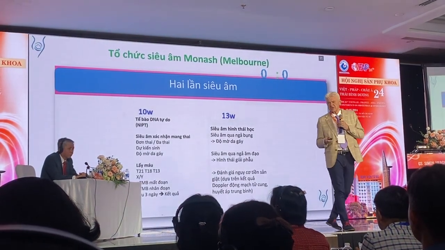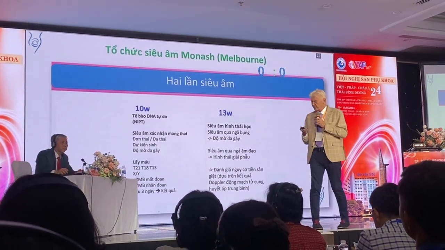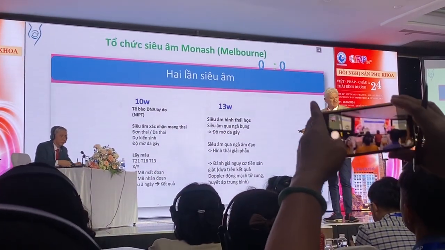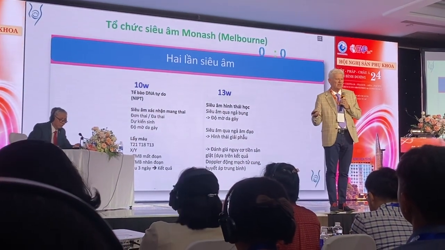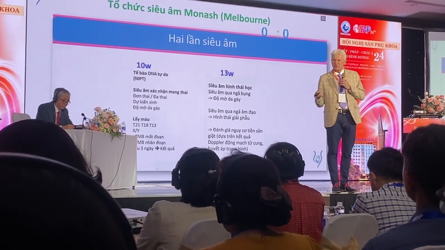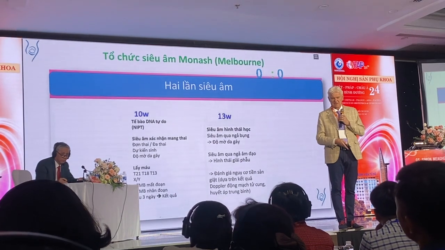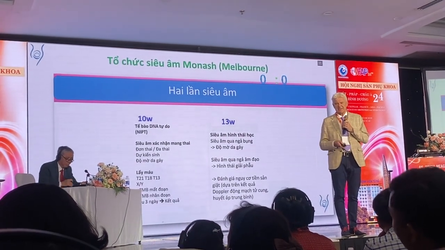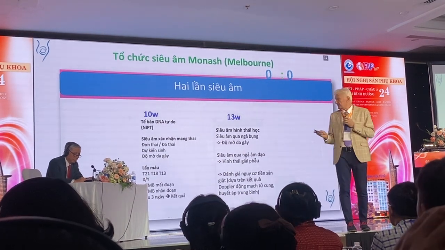What we do in Australia is a little bit different. We offer cell-free DNA at 10 weeks. You know why? Because patients say, I don't want a diagnosis of Down syndrome at 13 weeks or 14 weeks. I want to have the test at 10 weeks. So you can have early genetic testing at 11 weeks. So we offer cell-free DNA at 10 weeks.